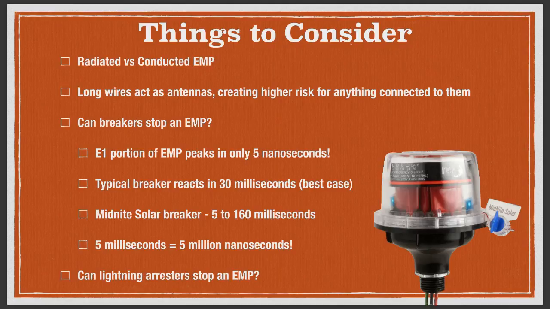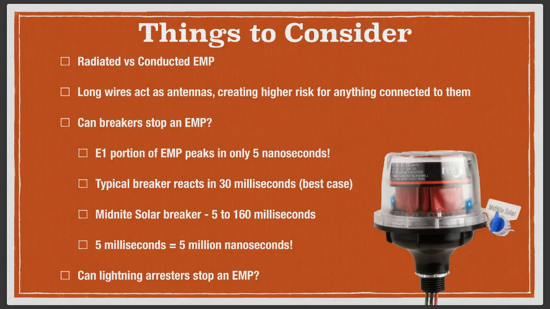And even if a lightning arrestor could completely protect you from a direct lightning strike, the speed of an EMP is faster than lightning. So for instance, this very nice Midnight Solar SPD that you see here has a response time of 15 nanoseconds, which is excellent when it comes to lightning. But as we've already mentioned, the E1 portion of an EMP can peak in 5 nanoseconds, 15 versus 5.